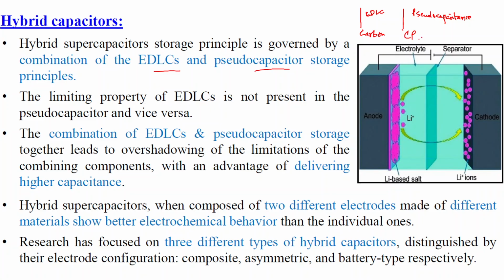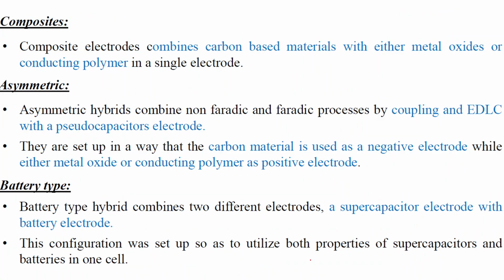The limiting property of it. So in this case, what will happen? The disadvantages of both EDLC and pseudocapacitors will be overshadowed. Altogether this leads to overshadowing of the limitations of the combined components, with the advantage of delivering higher capacitance. Hybrid supercapacitors, when composed of two different electrodes made of different materials, show better electrochemical behavior than the individual ones. Researchers have focused on three types of hybrid capacitors distinguished by electrode configuration, that is composite, asymmetric, and battery type respectively. So basically three types of electrodes are used.